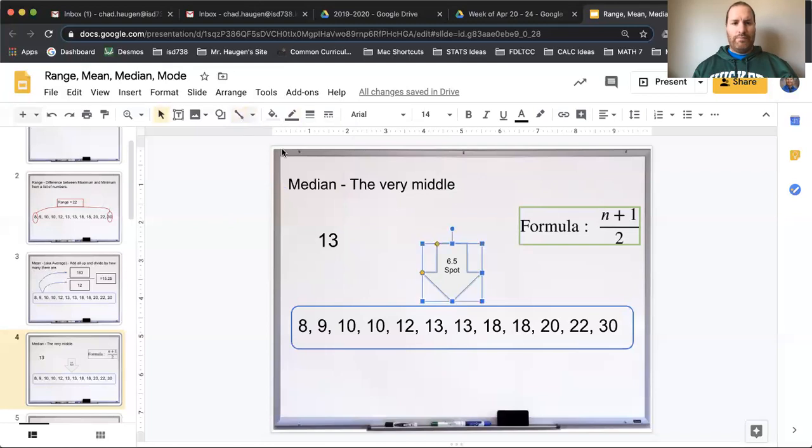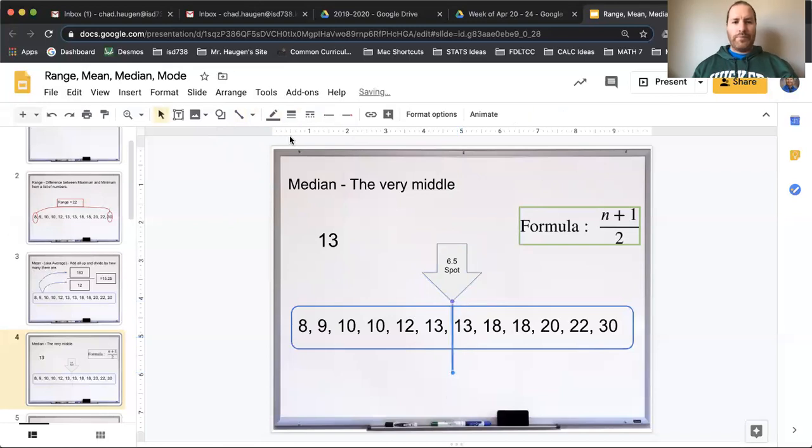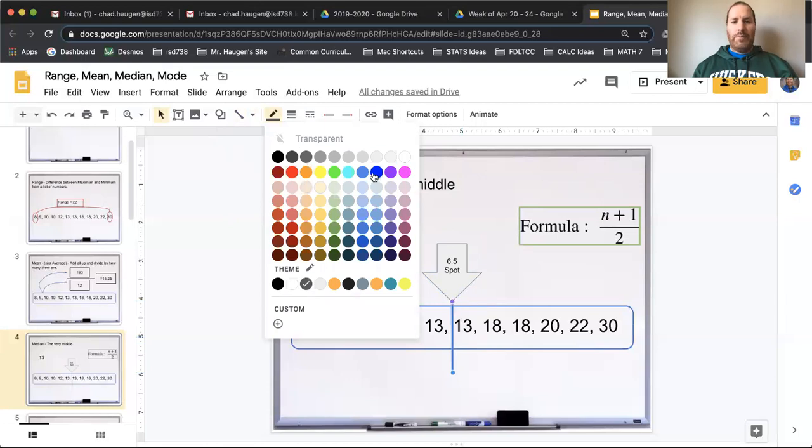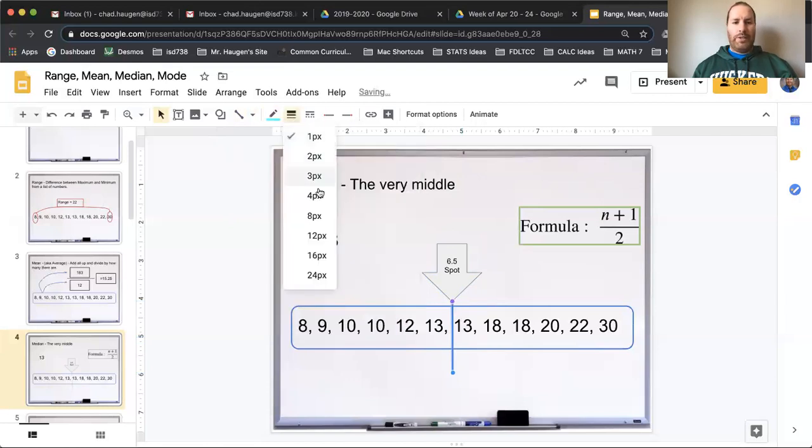Okay, that's what we would put down. Or I'll put a line in there in your notes. Okay, I'm going to put a line right down there. And that would be where that median would be at. Let's make it nice and bright teal.